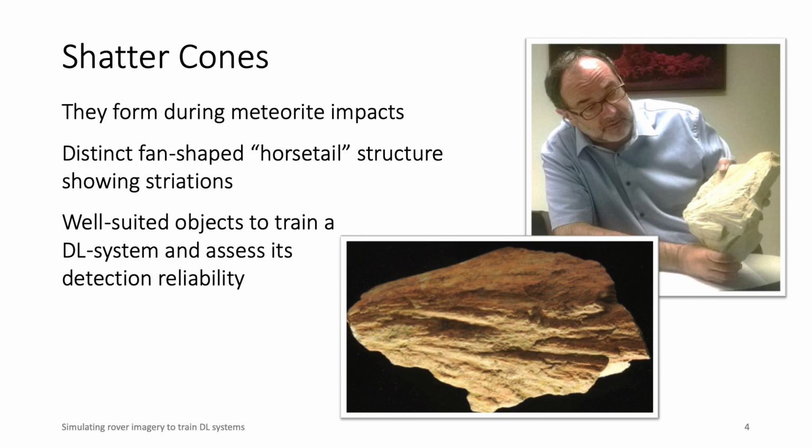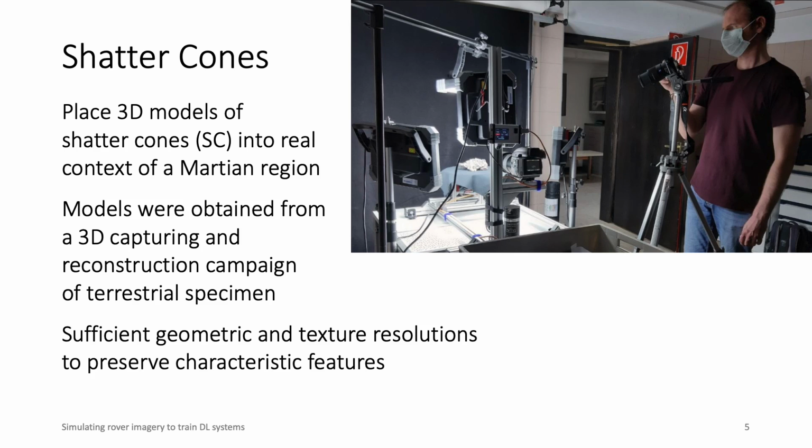The picture above shows co-author Christian Köberl, a geologist and expert on impact structures, studying a shatter cone. The picture below shows a shatter cone from the collection of the Natural History Museum of Vienna. Since we cannot expect to find shatter cones in available digital terrain models of Martian surfaces, our idea was to place 3D models of shatter cones into these scenes, which provide a realistic geologic context.